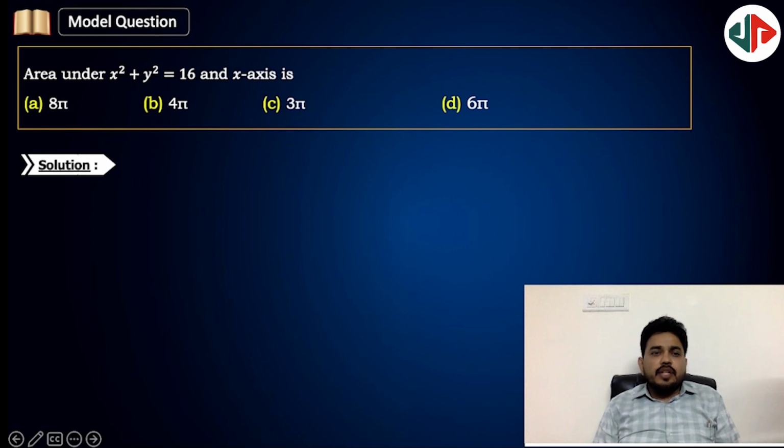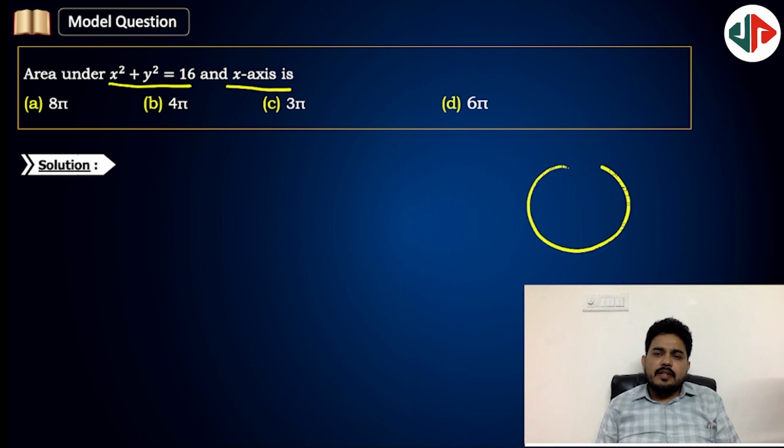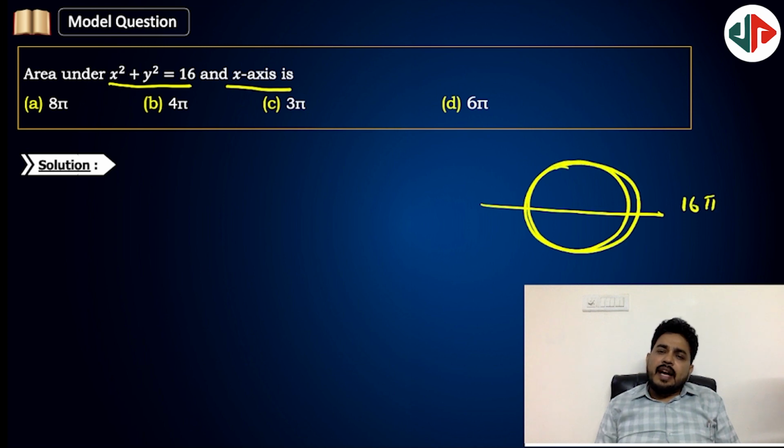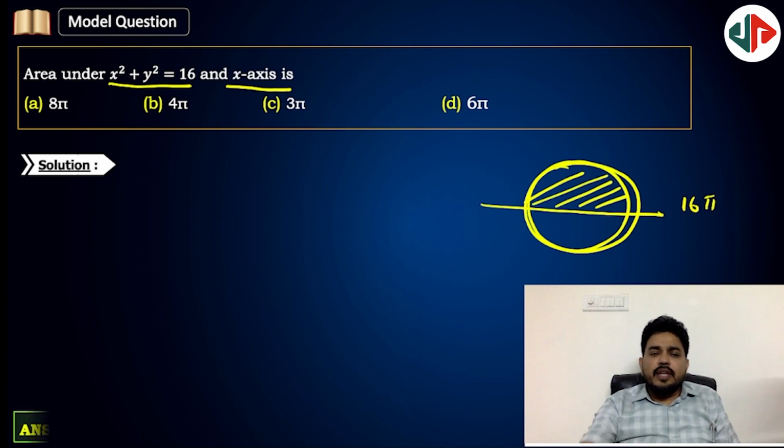The first question is the area under the curve x square plus y square is equal to 16 and the x-axis. So this is the curve like this, and the x-axis. The total area is pi r square, so the total area is 16 pi. I need only this half of it, so you are going to get 8 pi.